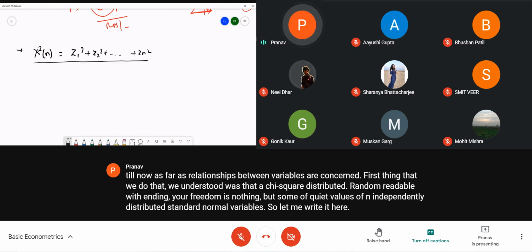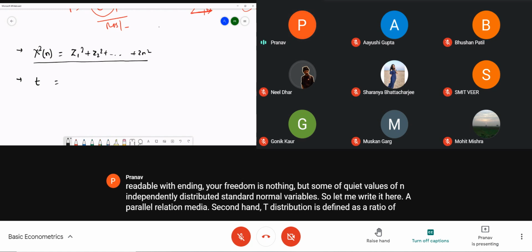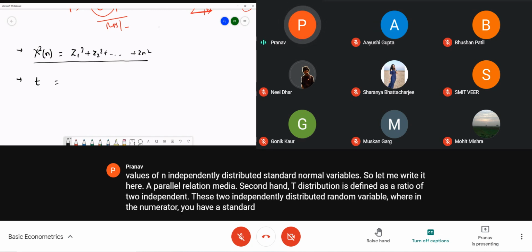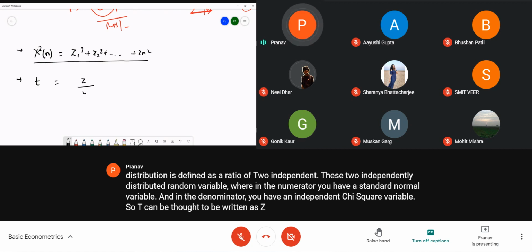ये पहला रिलेशन हमने देखा. सेकेंड हमने क्या देखा, that the t distribution is defined as a ratio of two independently distributed random variables, where in the numerator you have a standard normal variable and in the denominator you have an independent chi-square variable. So t can be thought to be written as z upon square root of y by n.